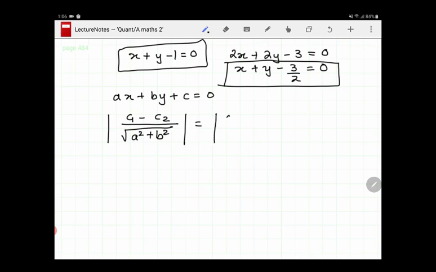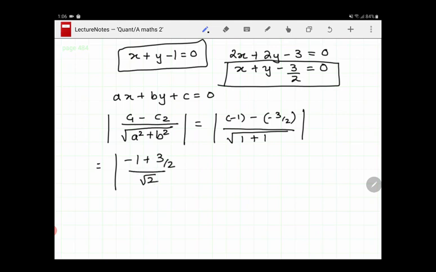So c1 is minus 1, c2 is minus 3 by 2, the whole thing divided by root of a square, that is 1 square, plus b square, that is 1 square. So this is equal to minus 1 plus 3 by 2 divided by root of 2. So that is 1 upon 2 root 2. So this is plus or minus 1 upon 2 root 2, but because the modulus makes it positive, we know that the perpendicular distance between the two parallel lines is 1 upon 2 root 2.